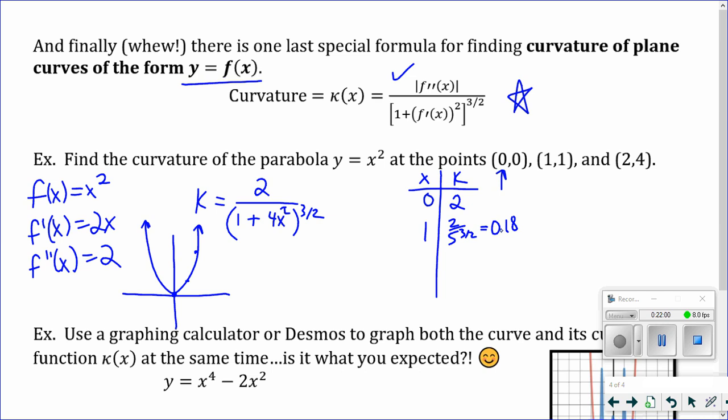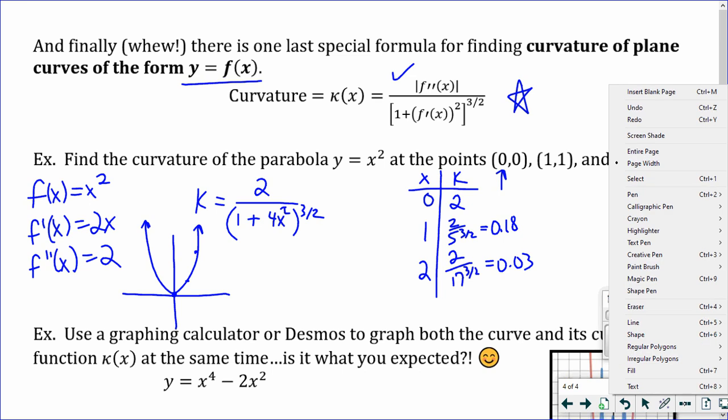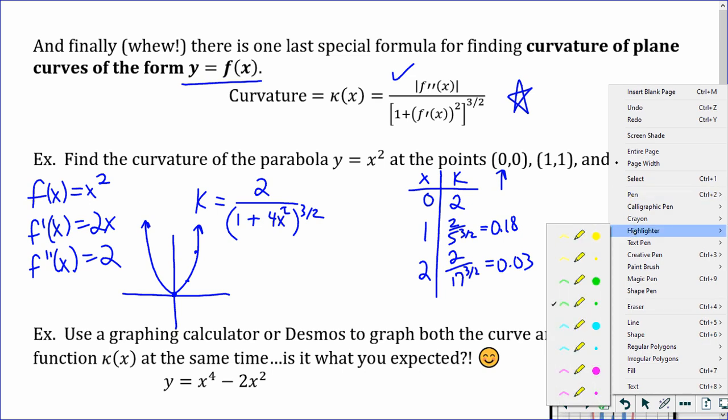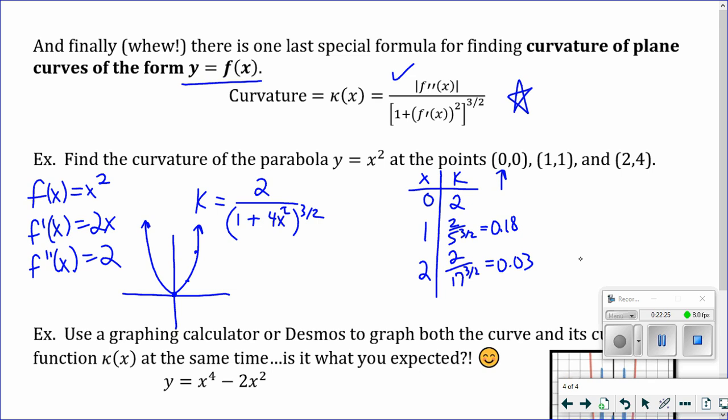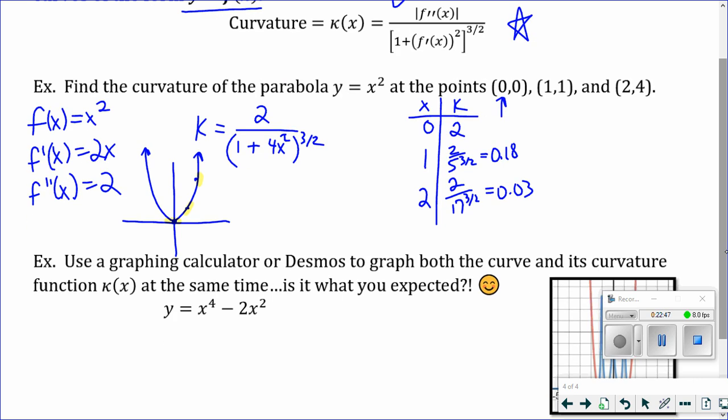Then if I plug in 2, I get 2 over 1 plus 4 times 4, so 17. So I get 2 over 17 to the 3/2, which comes out to 0.03. Watch what's going on. At 0, the curvature is 2, because at 0 this graph is super curvy. But at 1, it's not so curved because the curvature is lower. Finally at 2, the curve is not curvy at all, so the curvature is very small, like 0.03. So the curvature is the amount that it's curved at that moment, the level of curve.